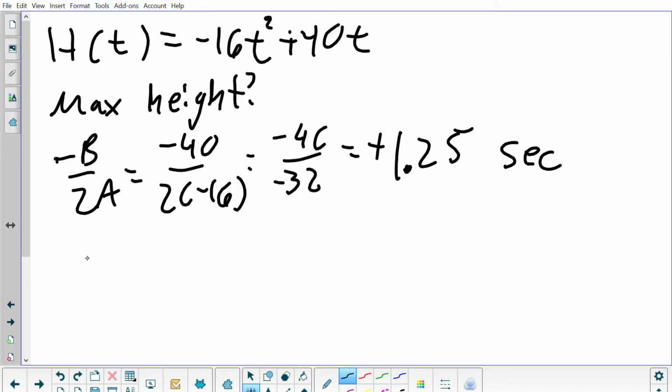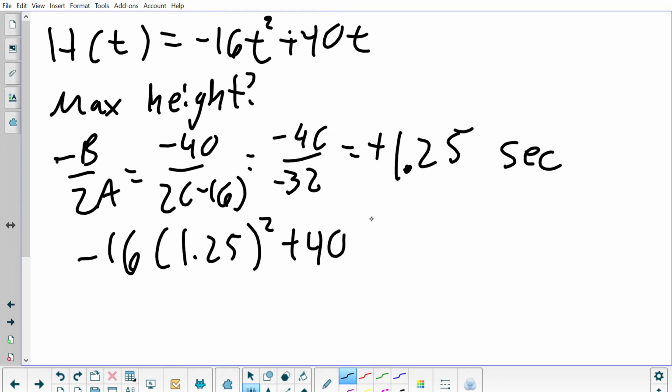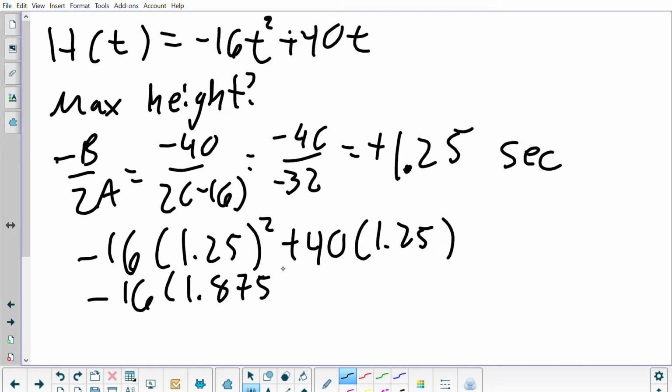So then I would plug that in to our original equation, but change t for 1.25. So 1.25 squared is 1.875. And then 1.875 times -16 is -30. And then over here, 40 times 1.25 is 50. And then -30 plus 50 is 20 feet.